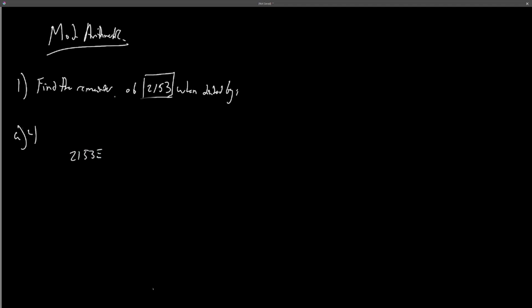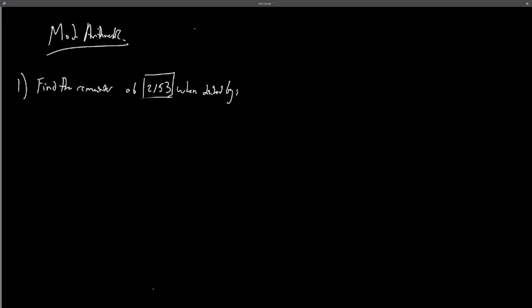So we got 2153. Well, we know we need to divide it by 4, so 2153 divided by 4 is 538 times 4. So what's 538 times 4? 2152. And I just know the remainder is 1. So 1 is also our remainder here. So hopefully that helps a bit with the simpler numbers.